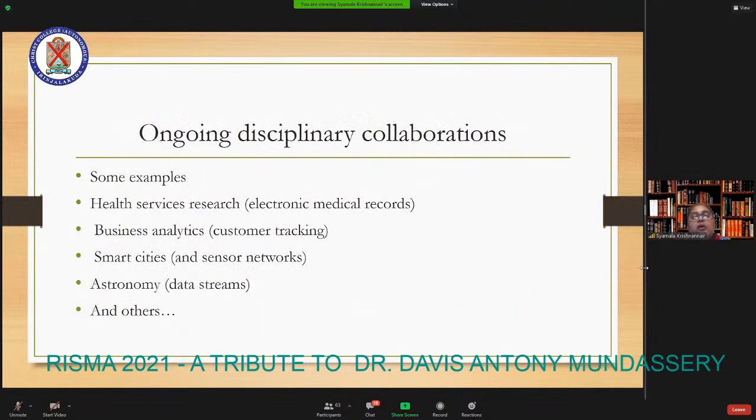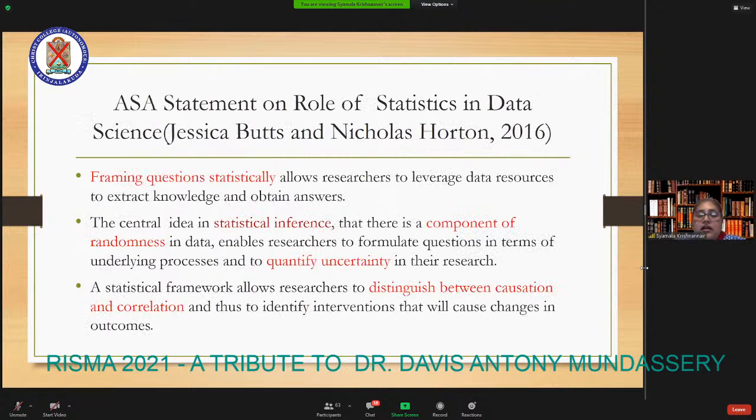Now, in the ongoing disciplinary collaborations based on that statement, even now, we can look at examples like health services, business analytics, smart cities, astronomy, and many other fields. We have ongoing collaborations. In this slide, I'll be giving the statement by ASA again: what is the role of statistics in data science? The previous one was the role of data science in statistics. This is the role of statistics in data science.